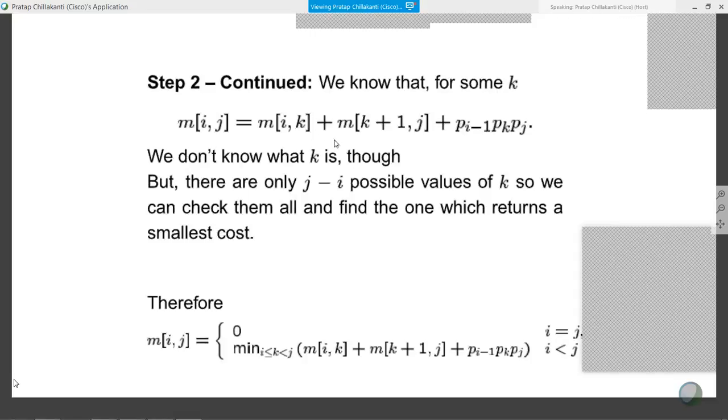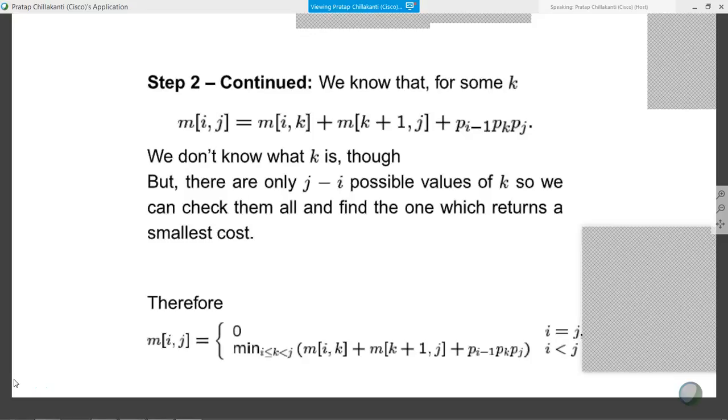So we know this M i j, whatever that formula is. But what is that k? We don't know what that k is yet. Now, what could be the values of k? There are j minus i possible values of k. When you're starting from A i to A j, how many possibilities are there to split the matrix? Let's say i is 1 and j is 5: 5 minus 1, that's 4. So you basically have 4 ways of figuring out where to put the split.